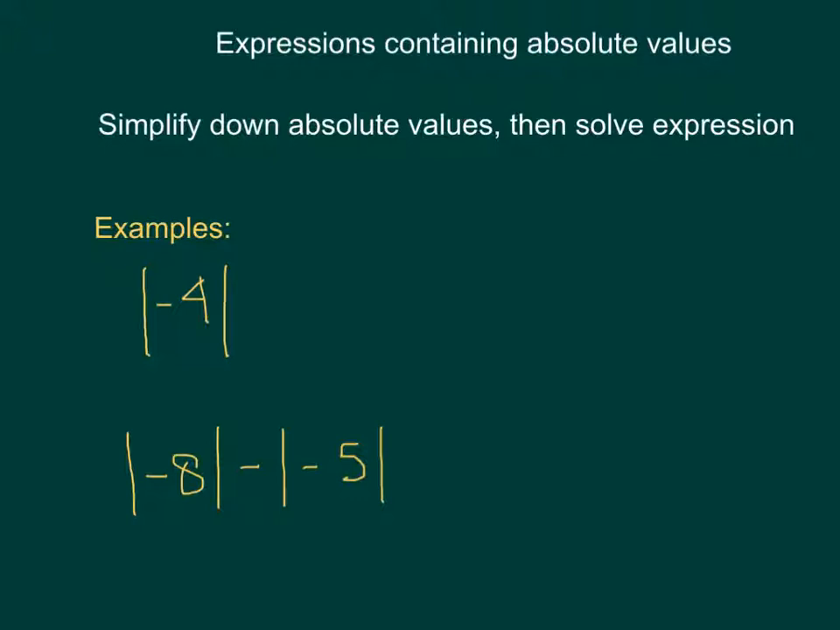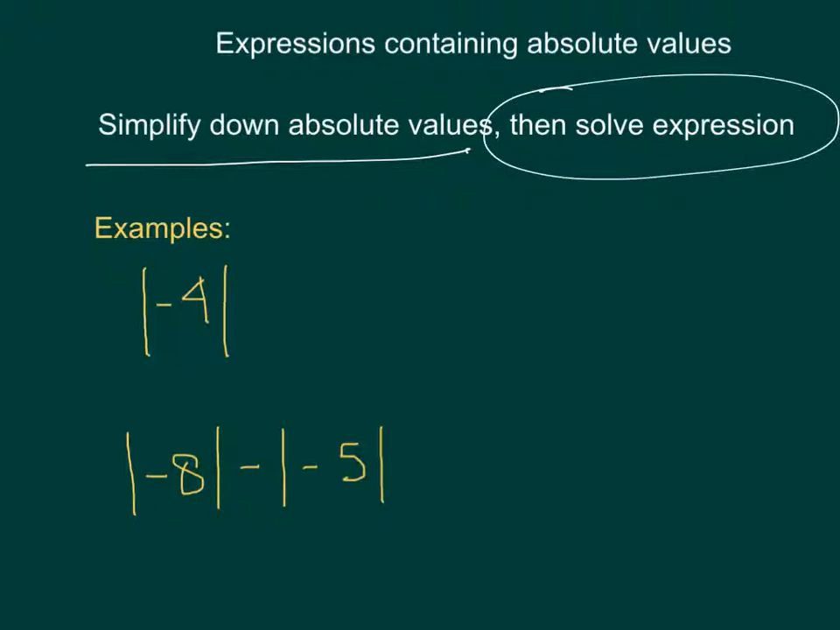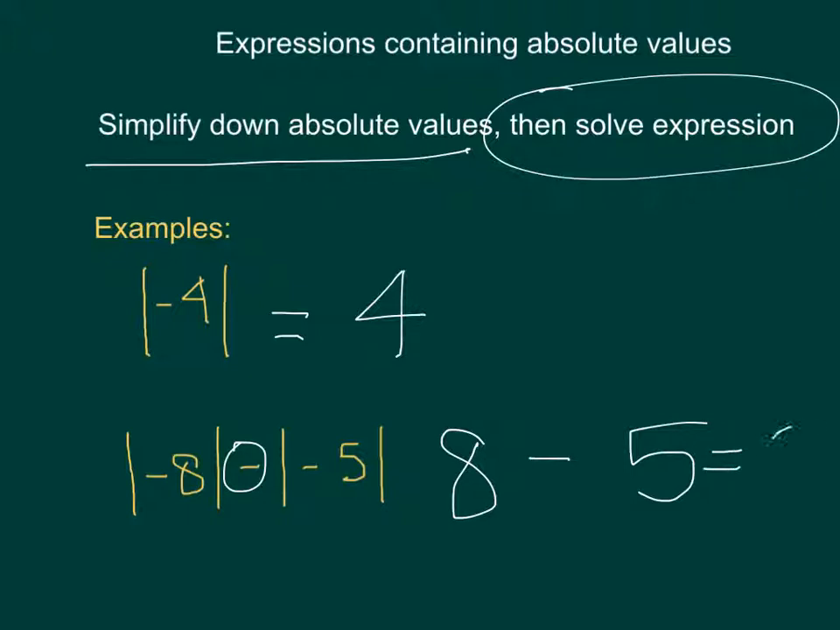When we're solving expressions that contain absolute values, you want to simplify the absolute value down and then solve the equation. So looking at the example below, it says the absolute value of -4. The distance from 0 for -4 is 4. So that answer would just be 4. But if you're simplifying the absolute value of -8 minus the absolute value of 5, you first want to get rid of those absolute value bars. So the absolute value of -8 is 8. The absolute value of -5 is 5, because again, it's just the distance from 0. And then the sign still stays the same, so it's 8 minus 5, so the answer here would be 3.